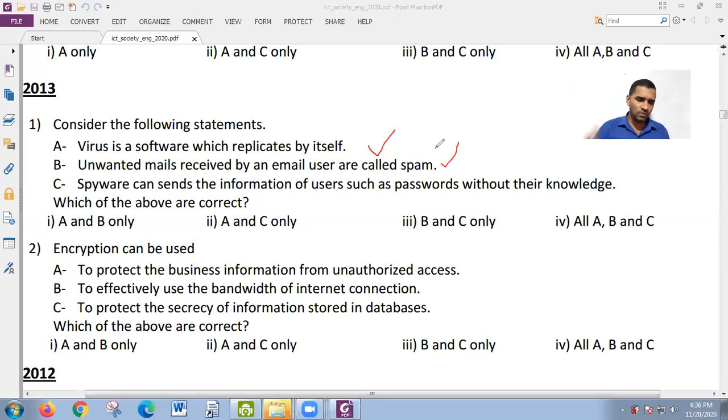I hope you remember the word, right? I use the word bulk emails. So those emails are sent to a number of people at the same time. They are unwanted, so they are called spam mails, right? Usually mails come to inbox, but these unwanted emails can be diverted to another folder called spam. Spyware can sense the information of users such as passwords without their knowledge.